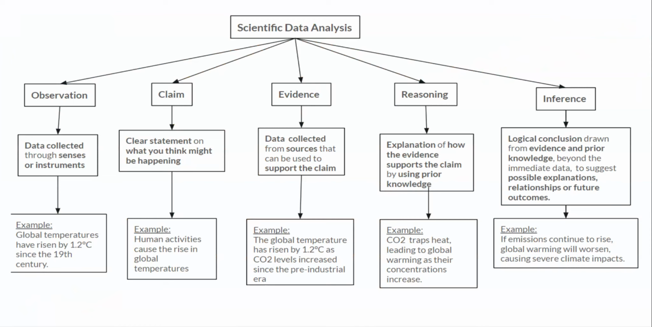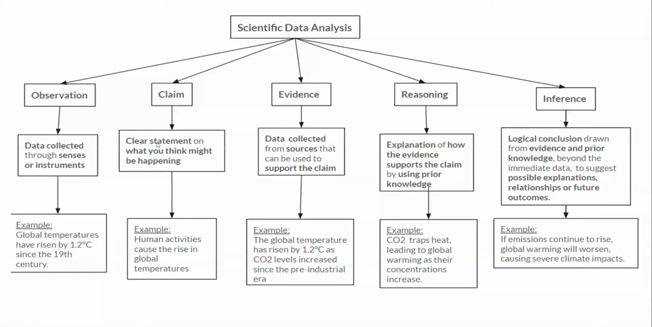So, observation is the first step, and it is the data that scientists collect through senses or instruments. It's what you're seeing. For example, an observation could be global temperatures have risen by 1.2 degrees Celsius since the 19th century. That's a real observation that scientists can make based on just senses or instruments such as a thermometer. And next, based on the observations, scientists can make a claim.